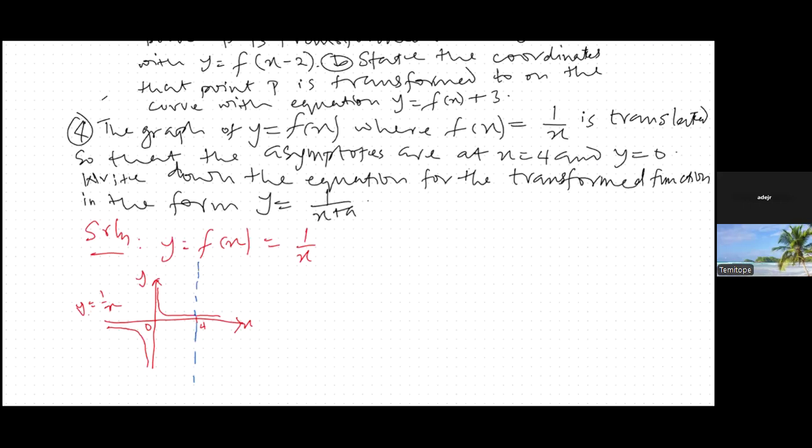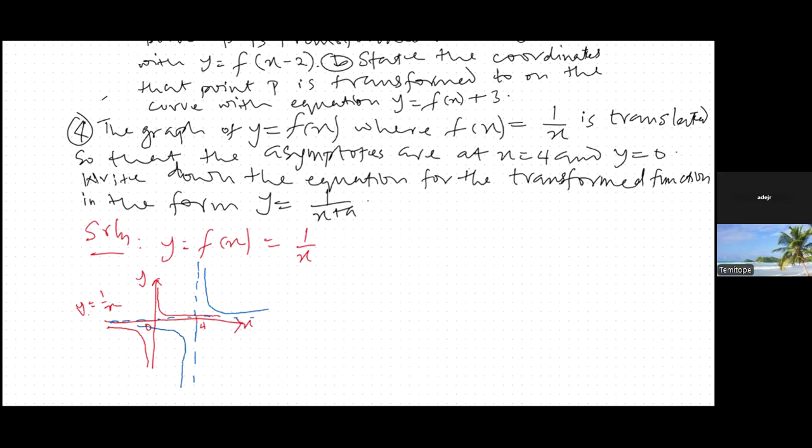Then we're also told that it's asymptotic at y equals 0. So at y equals 0, that means it's going to be a horizontal line that goes through the x-axis, parallel to the x-axis, if you want to say. So that means the graph, let me still use the blue, will now come this way. Do you get that now?